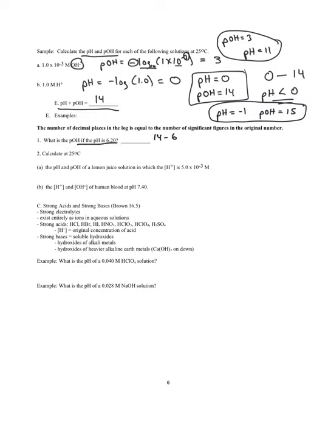The next one says, what is the pOH if the pH is 6.2? Well, that's very simple. You just have to subtract, and we get 7.8.